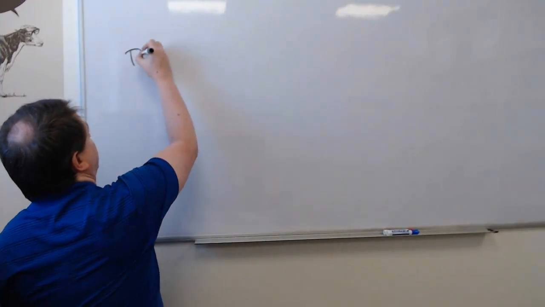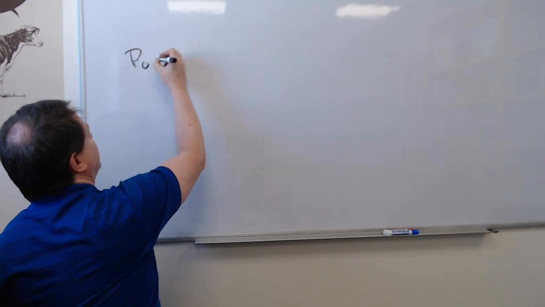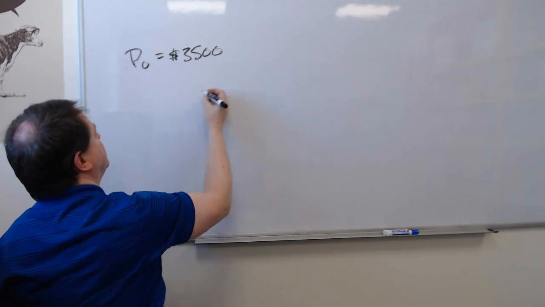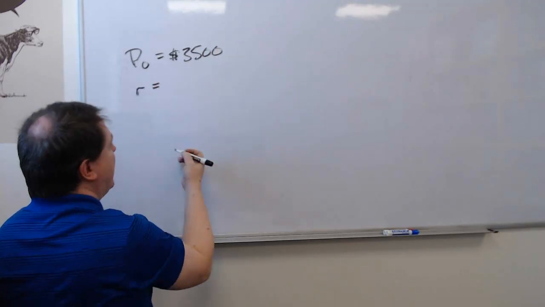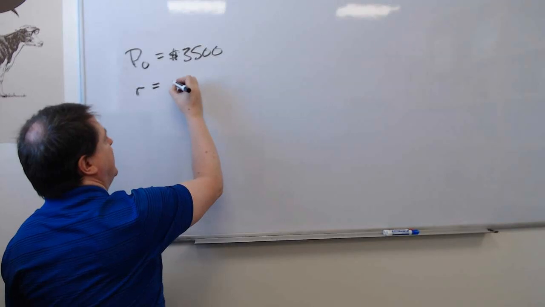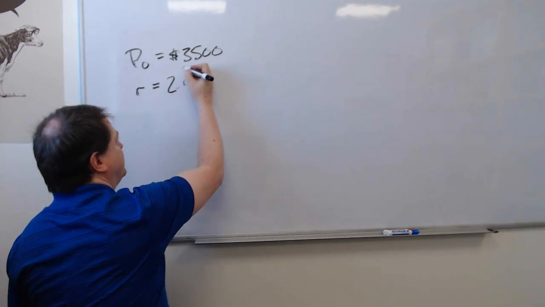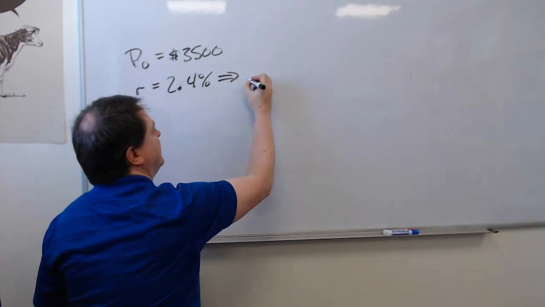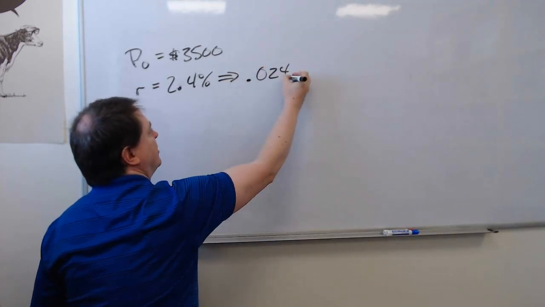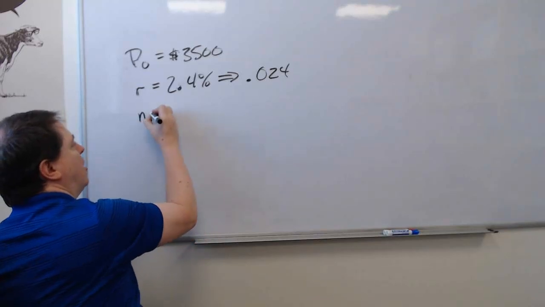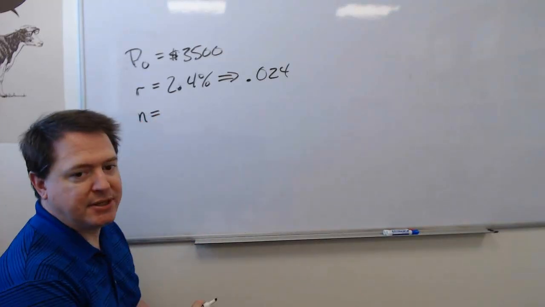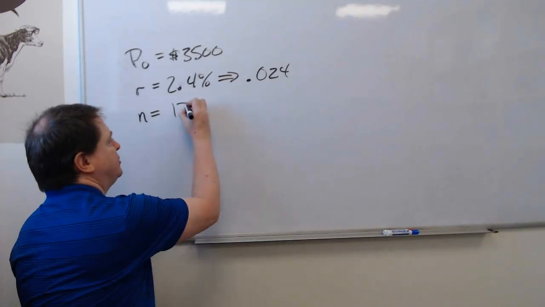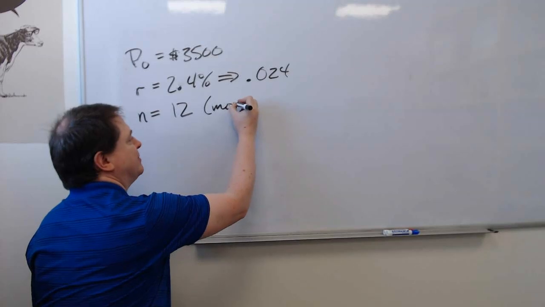Our principal here is going to be this P0, which is $3,500. Our advertised annual percentage rate was 2.4%, which means we need to write that as a decimal, 0.024. Our N is the number of times we get interest per year. It says monthly, so that'll be 12.